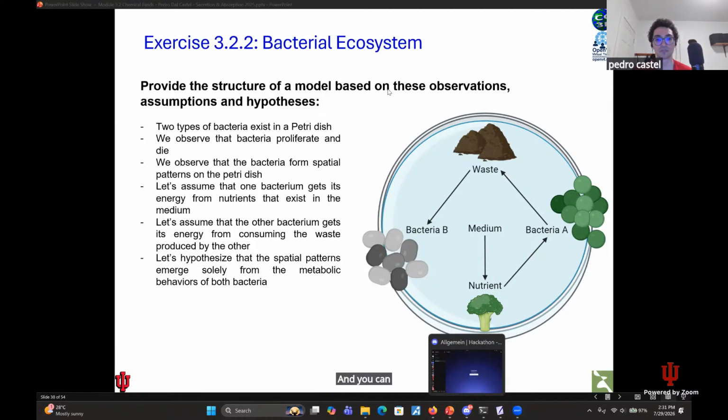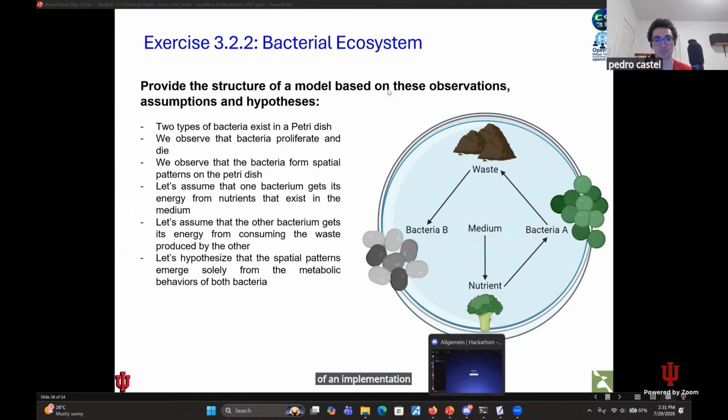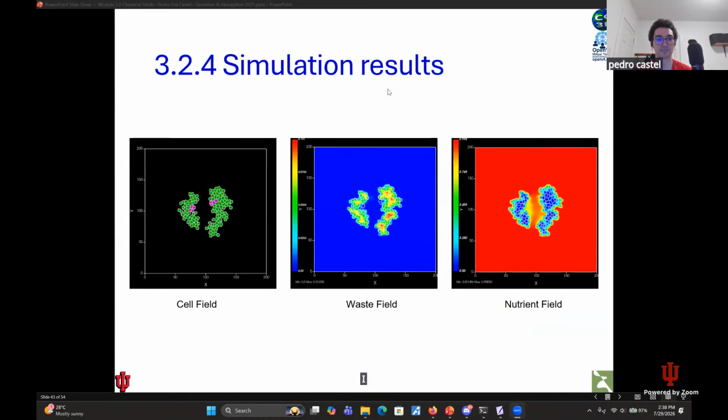And you can download the simulation and it looks like this. So this is already a spoiler of an implementation of that simulation in CompuCell. And you see how it can recover a spatial pattern, namely a cell segregation pattern, although I don't have any differential adhesion mechanism in the simulation. It's just based on metabolism. The cell that consumes nutrient from the medium tends to stay on the outside, and the cell consuming waste tends to be on the inside. I was supposed to be showing this.